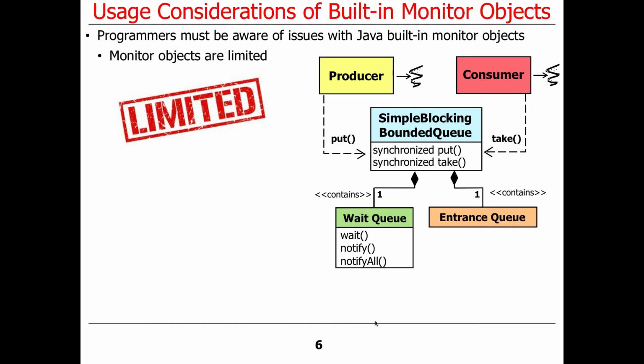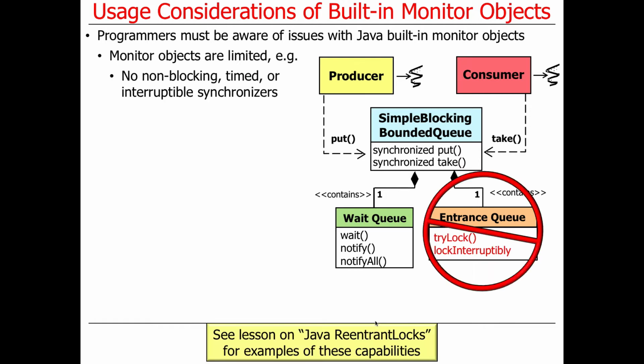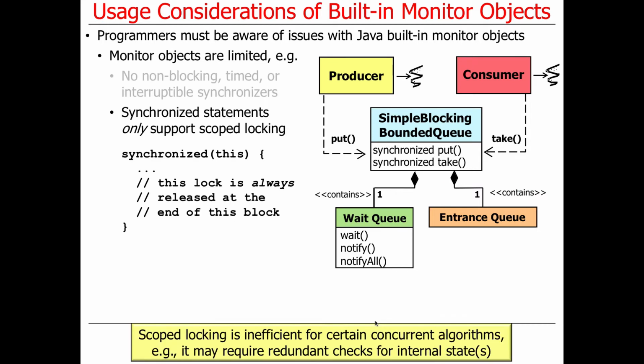One of the things, first and foremost, with a monitor object, it's a limited capability. It doesn't have as much expressivity as using condition objects directly. One of the things it doesn't have is it doesn't support non-blocking operations. You always have to block to get a monitor object when you use the synchronized keyword. It doesn't support timed access. You can't interrupt it. So there's a bunch of things that you would get with a reentrant lock that you just don't get with a monitor object.